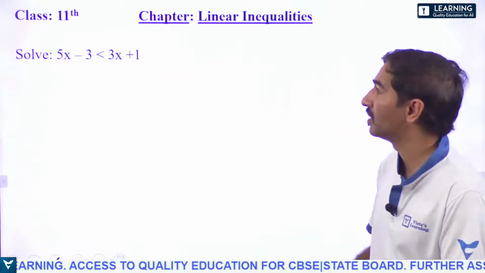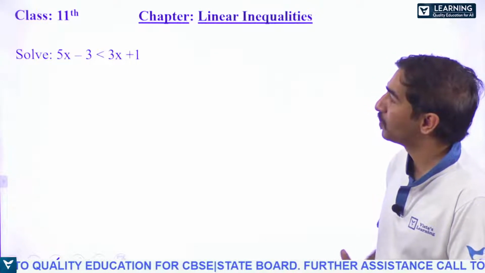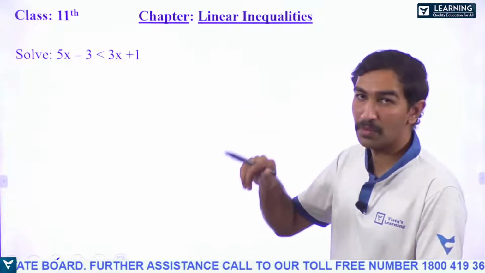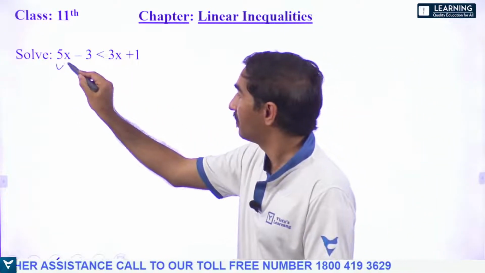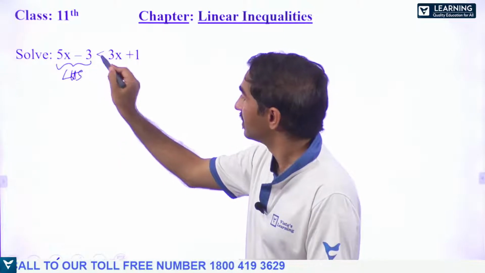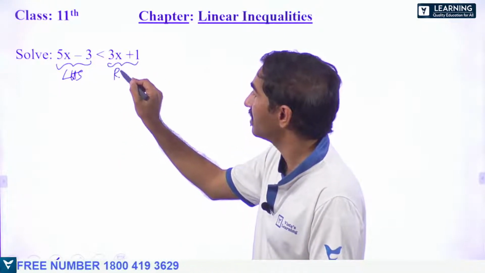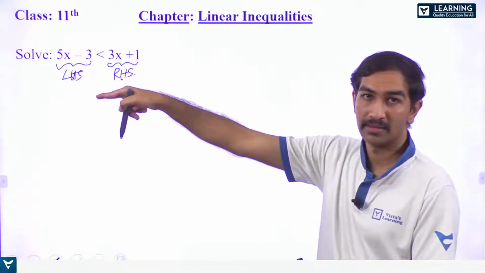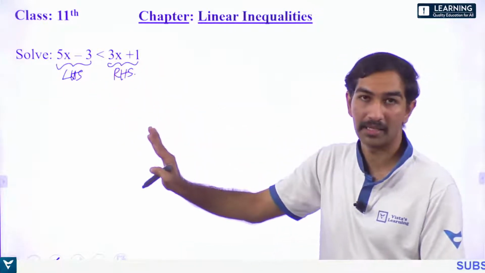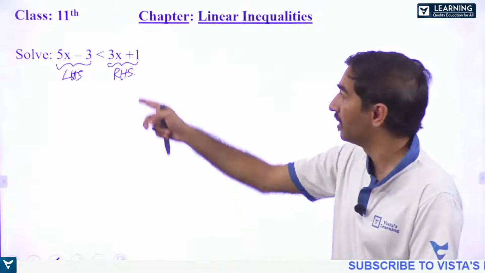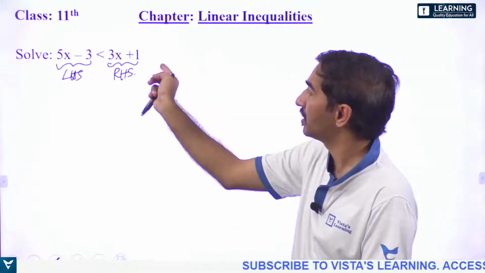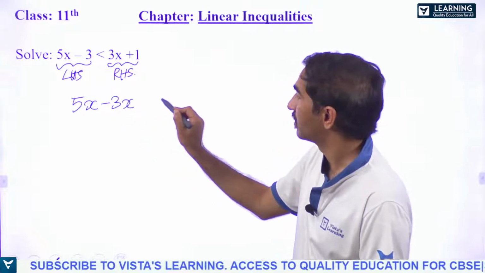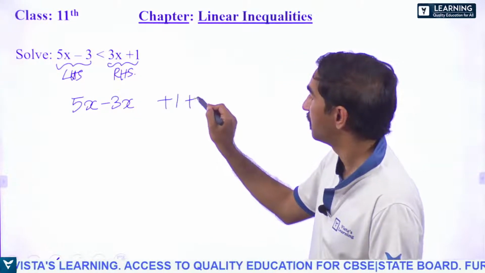So we have to solve this now. Basically what we have to do, students, is find out what x is equal to, such that the left hand side is lesser than the right hand side. So what should we do here? Take 3x on that side. We are not adding or multiplying anything, we are just shifting it. Take 3x on that side, take minus 3 on this side. What will happen? 5x minus 3x, and 1 plus 3.